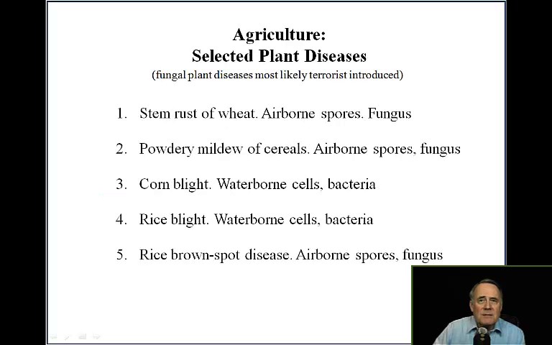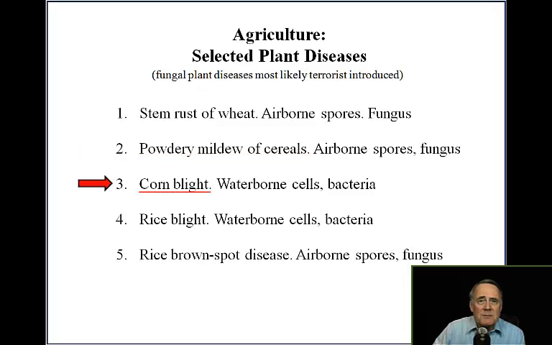5 selected plant diseases that are thought to be prime candidates for use by terrorists include the ones shown here. Most experts believe that fungal plant diseases would be the most likely ones to be used. The first is stem rust of wheat, which is a fungus spread by airborne spores. Next is powdery mildew of cereals, also a fungus spread by airborne spores.